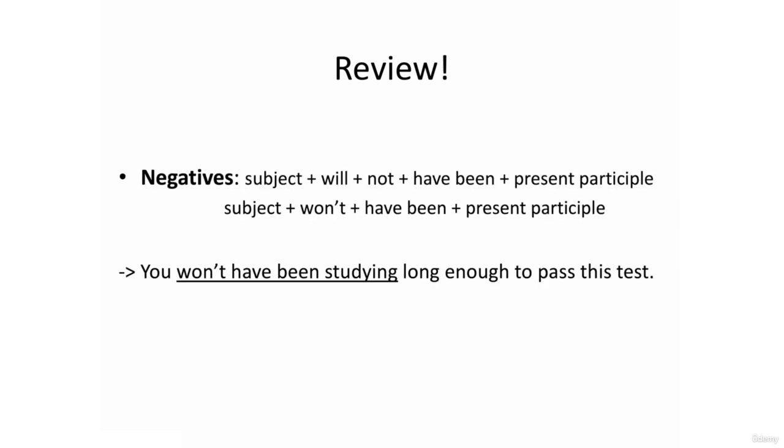To form negative sentences, we use the construction subject plus will plus not, both of which can be contracted to form won't, plus have been plus the present participle. We won't have been studying long enough to pass this test.